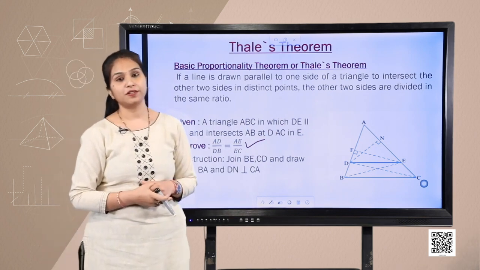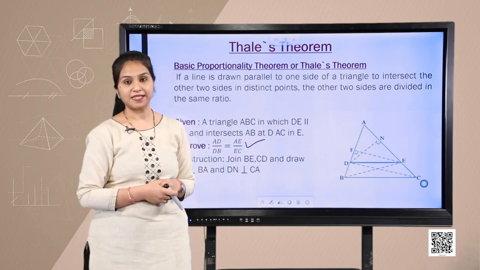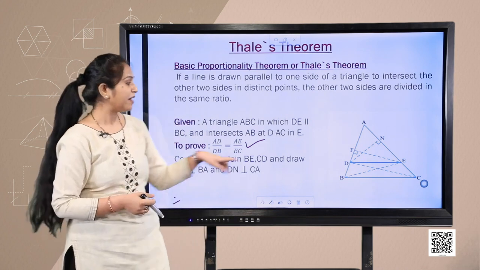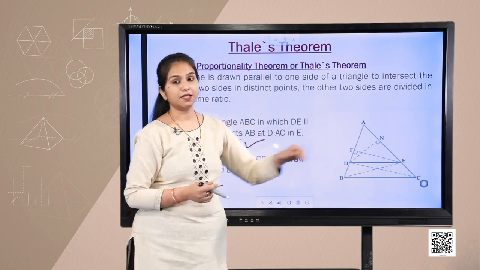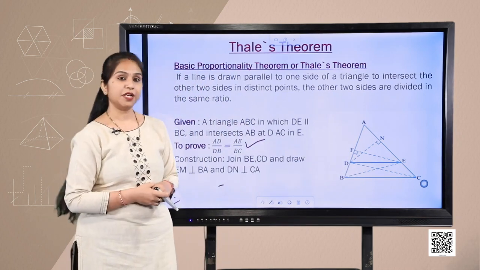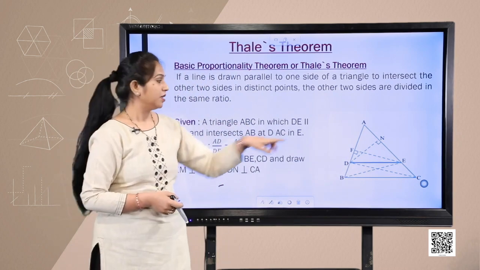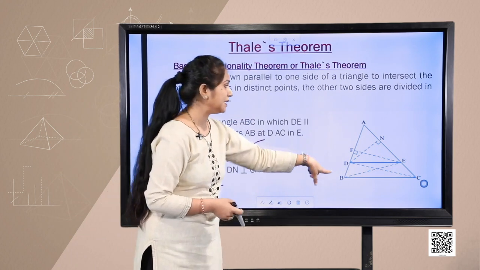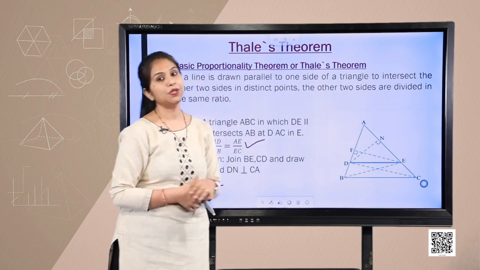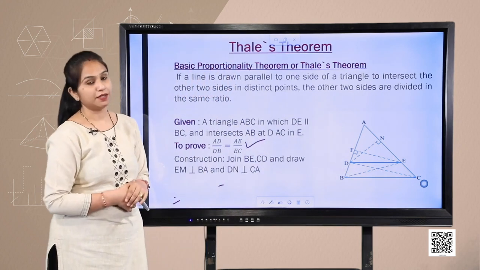In this question, children, we are doing one construction as well. You can see we have to join BE and DC. This is under construction. Also, we are drawing EF perpendicular to AB as well as DN perpendicular to AC. So let's start the theorem.